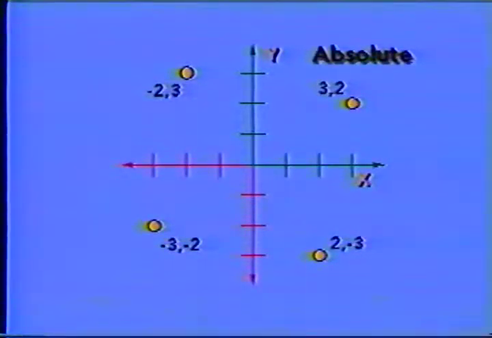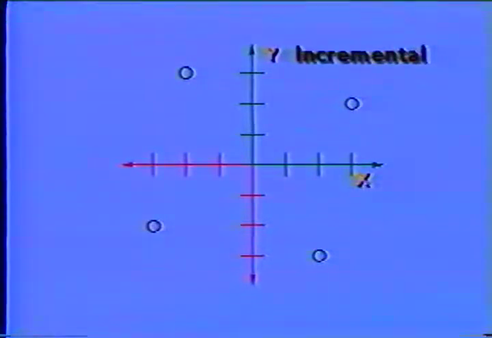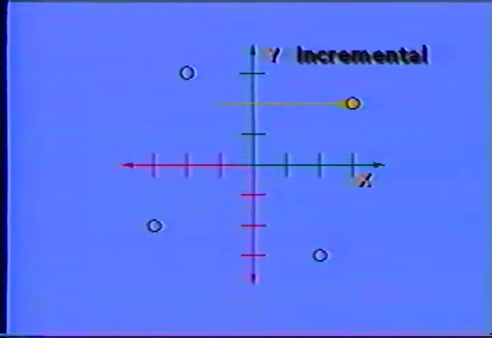Another way to describe these locations is the distance they are from one another, or as incremental dimensions. Let's say the tool is at hole number 1 and we want to go to hole number 2. The distance would be X negative 5, Y positive 1, incremental.